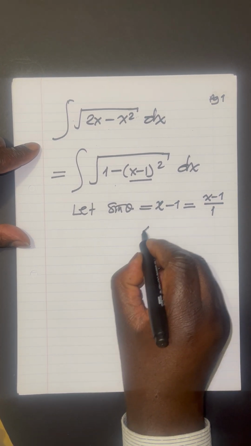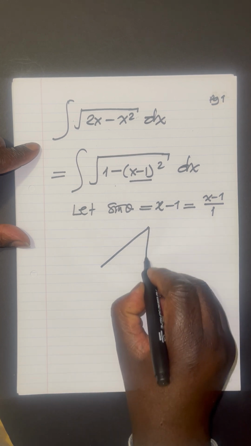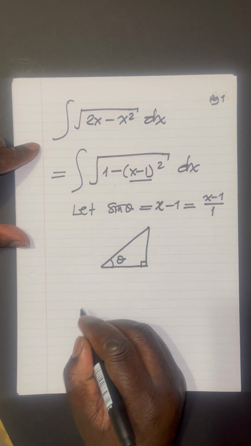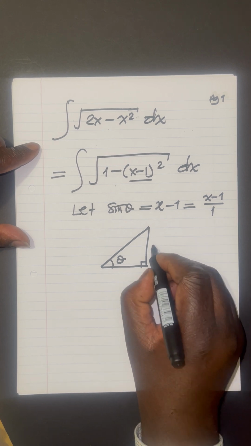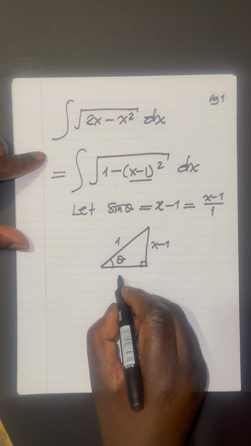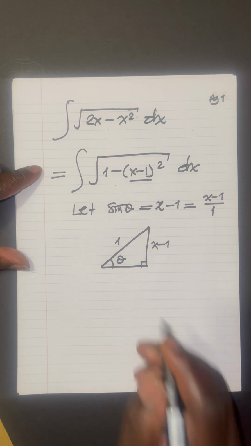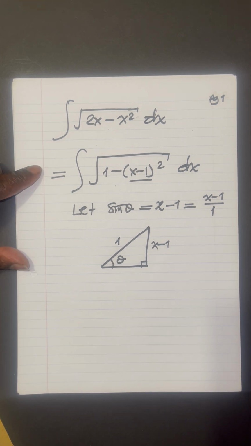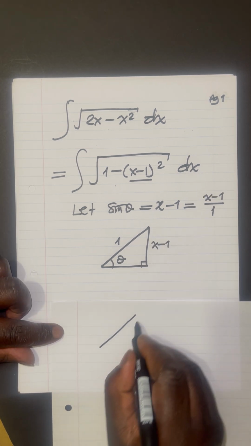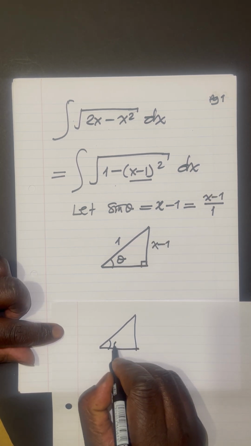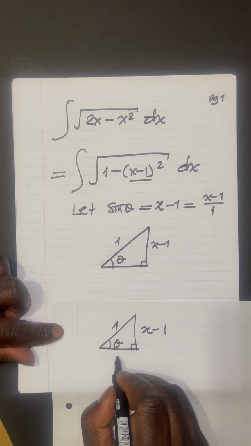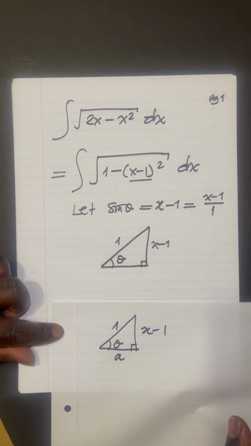Because if we define theta in a right angle triangle like this, and that one being our theta, sine would be the opposite side over the hypotenuse side. So that would be x minus 1, and this would be 1. And to work out this side here, we have to use Pythagoras theorem. As follows, I want to show you just briefly. Basically, I'm saying we have a triangle like this, and that's our theta, and that's our x minus 1, that's our 1. Let's say this is a. We want to work out what a is.